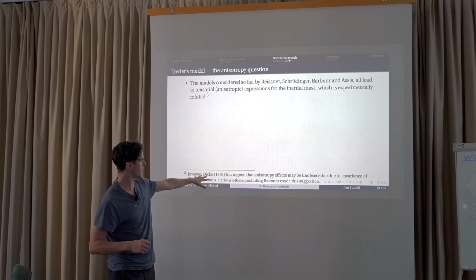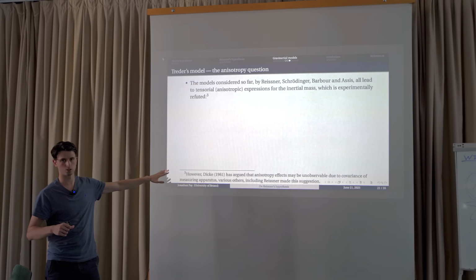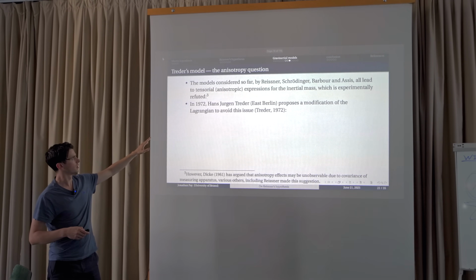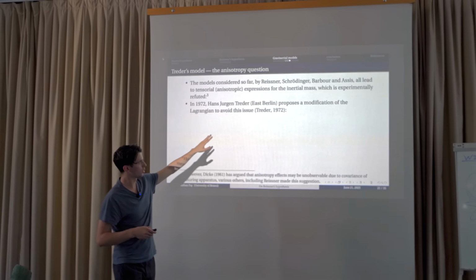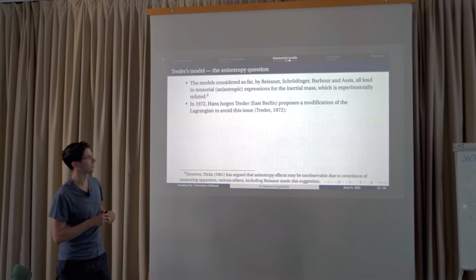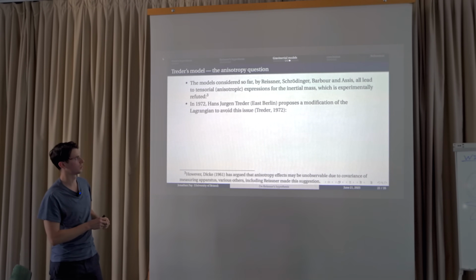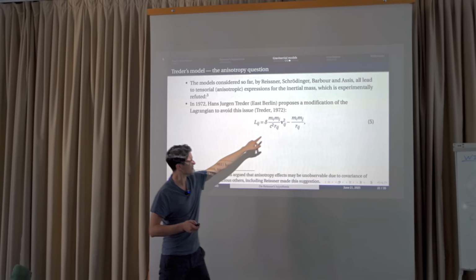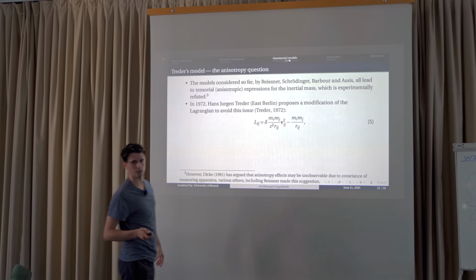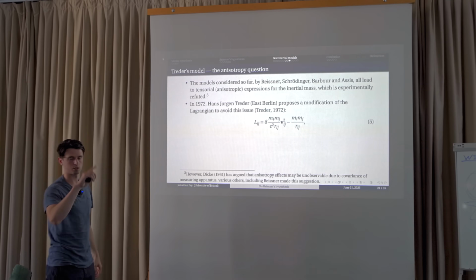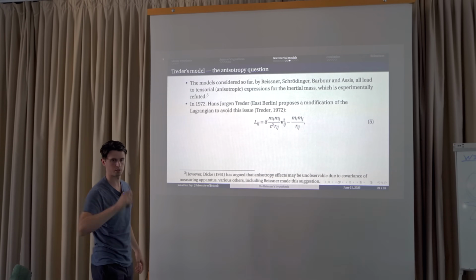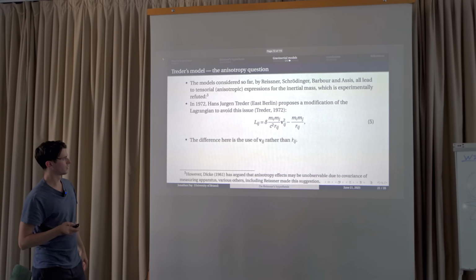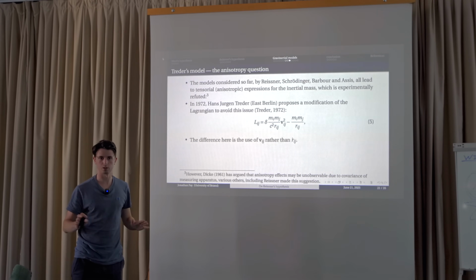But for those who reject Dickey's suggestion, Hans-Jürgen Schrader also proposed a slight modification to this Lagrangian, which would avoid these issues, in 1972. The essential difference, the only difference, is that he's using relative velocities rather than the rate of change of the relative distance. And for some reason that I haven't actually looked into in detail, this gets rid of the anisotropy effect.